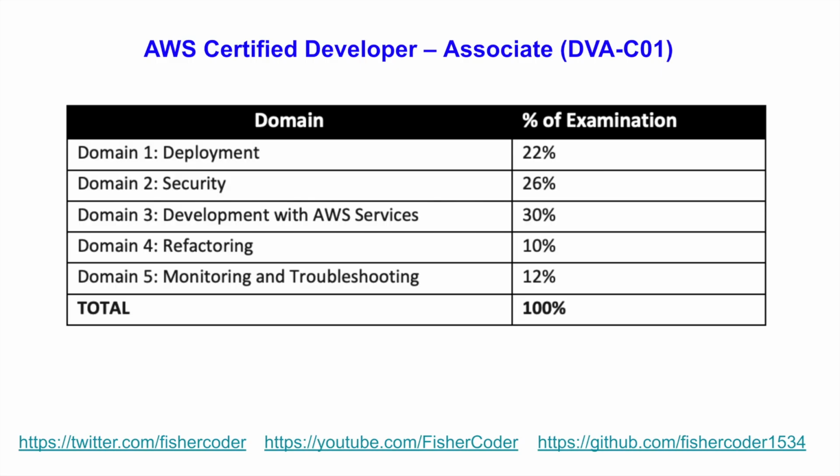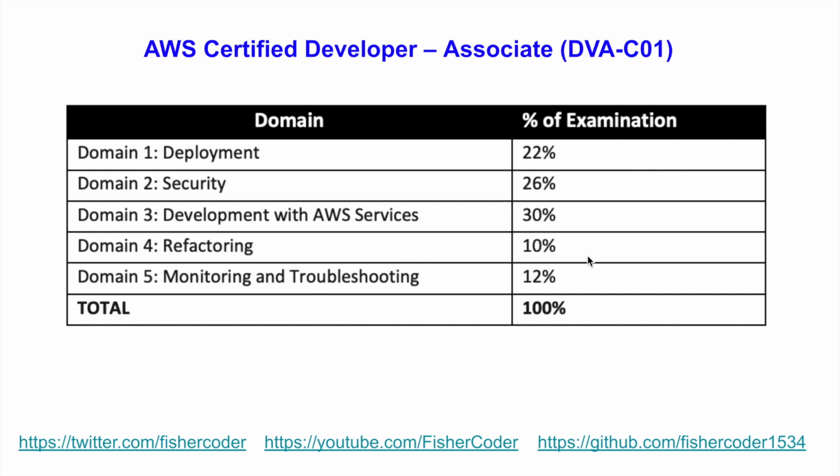Now let's break down the exam. The exam consists of 5 different components or domains. Number 1 is deployment. Number 2, security. Number 3, development with AWS services. This is the core, the meat of this entire exam. Number 4 is refactoring. Number 5 is monitoring and troubleshooting. Together, these 5 domains make up 100%.